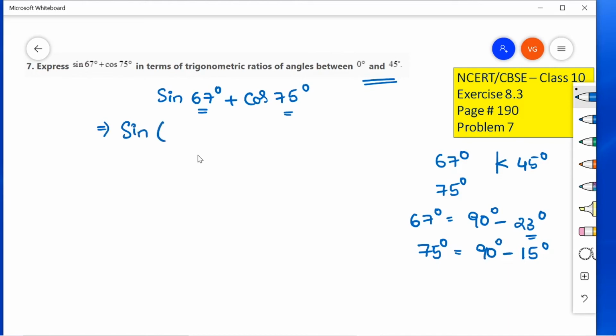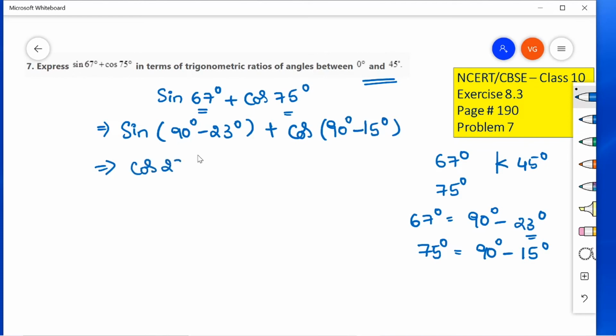Sine of, in place of 67, I can write it as 90 degree minus 23 degree, plus cos of 75 can be written as 90 degree minus 15 degree. So, sine 90 minus theta is of the form cos theta, cos 23 degree, plus cos 90 minus theta is of the form sine theta, sine 15 degree. So, this is the answer where the angles are less than 45 degree.